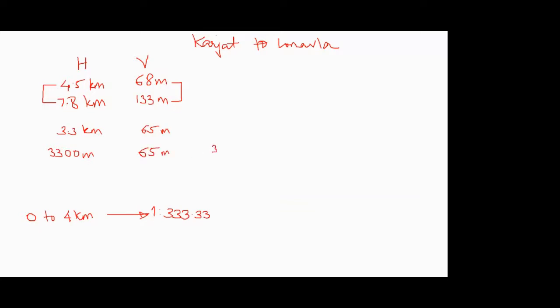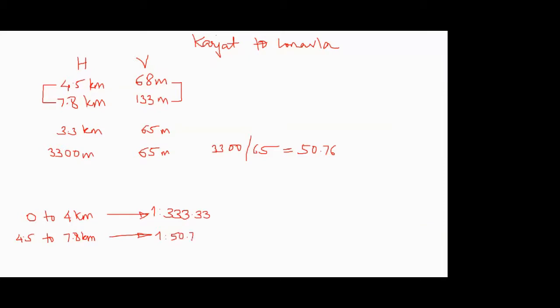Again, if I just divide 3300 by 65, the answer that you get is 50.76. Okay, that means from 4.5 kilometer to 7.8 kilometer, your gradient has now changed to 1 in 50.76, almost 51 you can say.